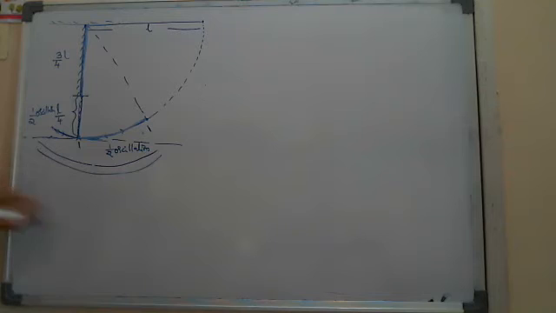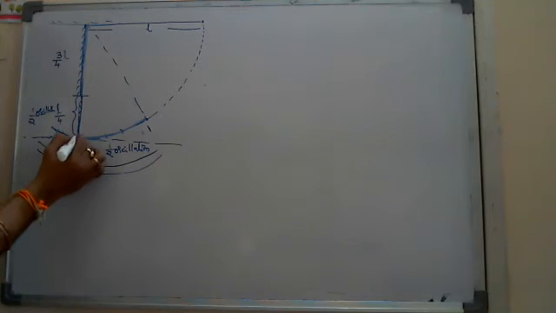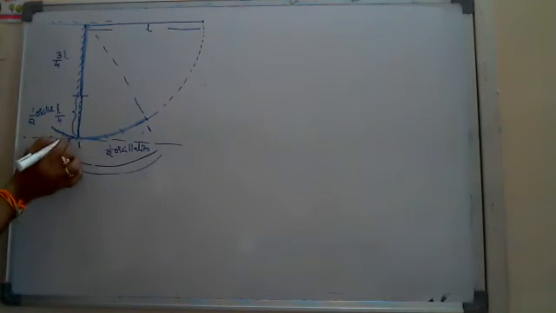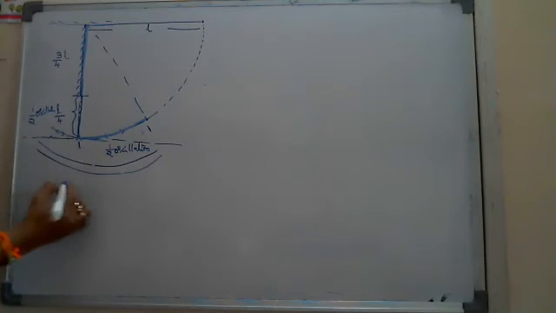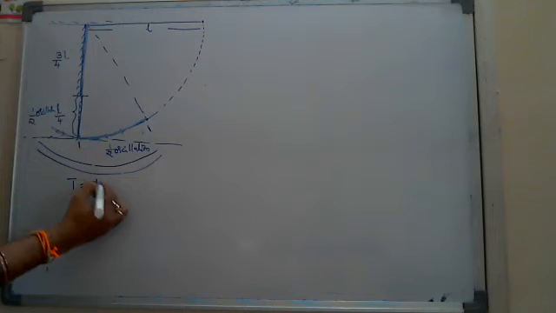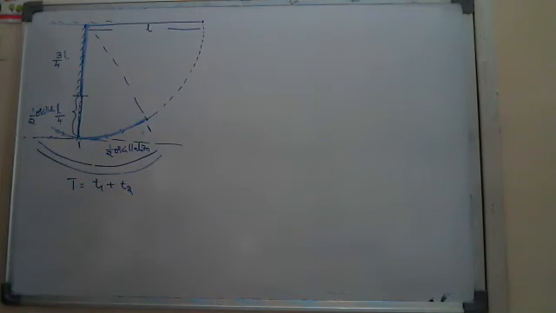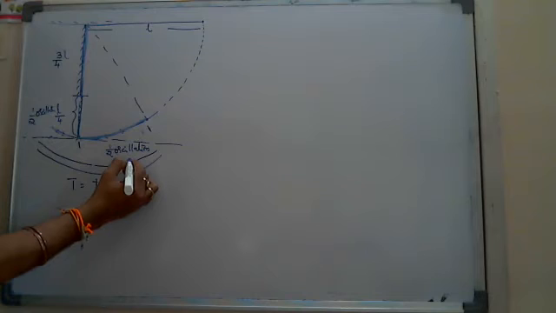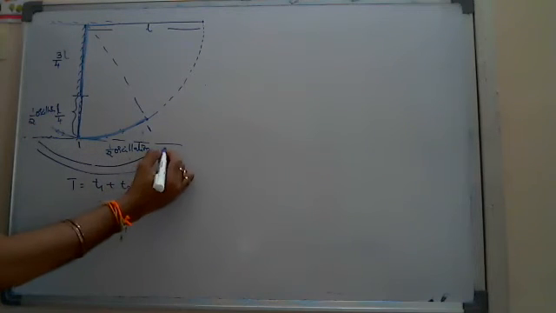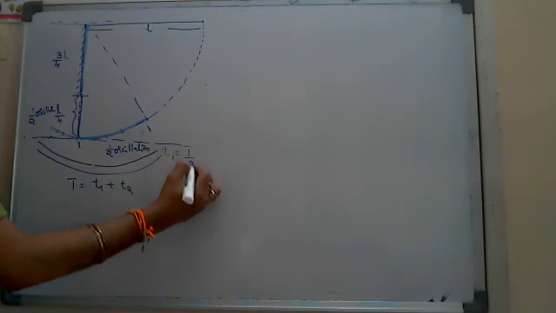So simply, he is asking what is the time period, meaning the time taken to complete half oscillation here and the time taken here to complete the remaining half oscillation. Okay, so the total time period will be T1 plus T2. How to find the time taken by half oscillations? For half oscillation, the time taken is half of the time period.